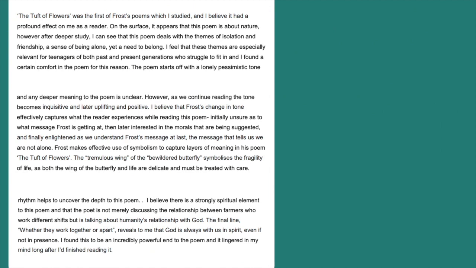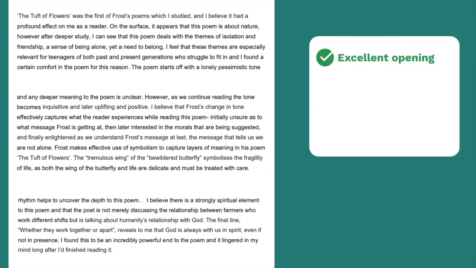So now that we've looked at the intro, let's take a look at the student's first main body paragraph, and that paragraph covers the poem "The Tuft of Flowers." I was particularly impressed with the opening few sentences of this paragraph, where the student wastes no time in outlining how they found Frost's poem "The Tuft of Flowers" to be deceptive, and how upon further analysis they discovered a layered meaning in relation to the themes of isolation and friendship.